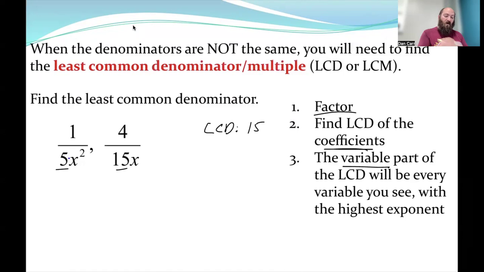The variable part of our least common denominator will be every variable you see with the highest exponent. The reason why it's the highest exponent is because I can make x into an x squared. I just multiply it by another x, but I cannot really do it the other way around. I don't want to divide out by an x. So that means that 15x squared is my least common denominator. For this type of problem, that's all I need to do. I just need to find the least common denominator.